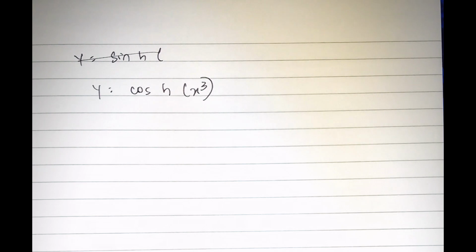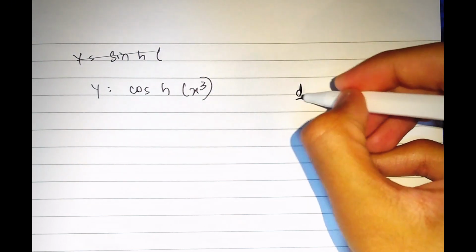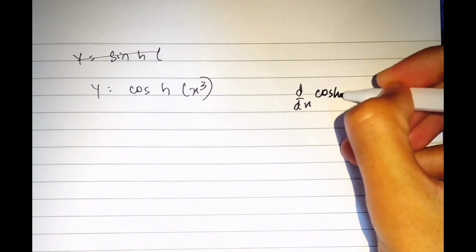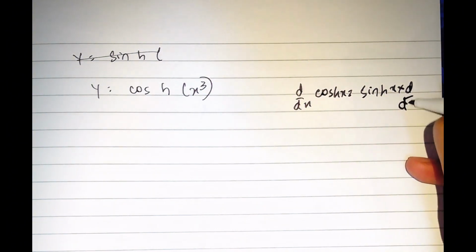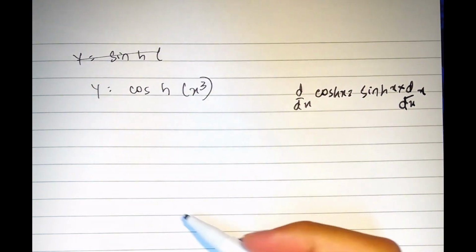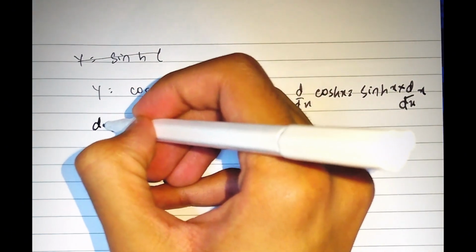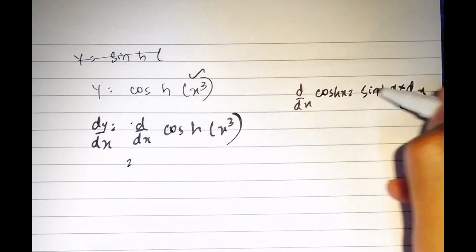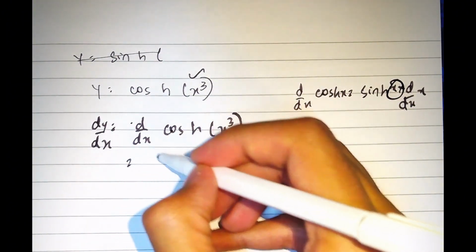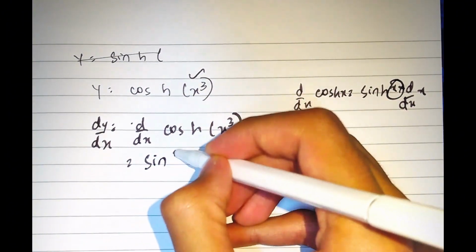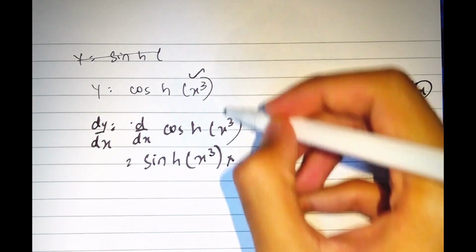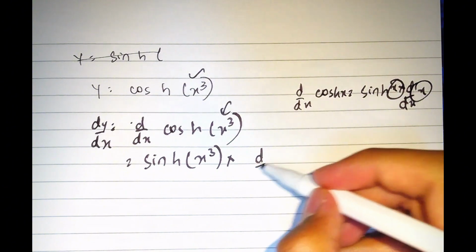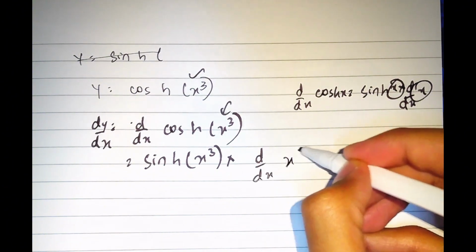Now we have to find the derivative of cosh x cubed. We know that the derivative of cosh x is sinh x, and then of course you have to take the derivative of the angle. For our case x is actually x cubed. So let's take the differential on both sides of the equation. Over here we have x, so we have to replace it with sinh x cubed multiplied by the derivative of the angle. What is the angle? It is the thing which is present inside the bracket, that is x cubed. So d by dx of x cubed.